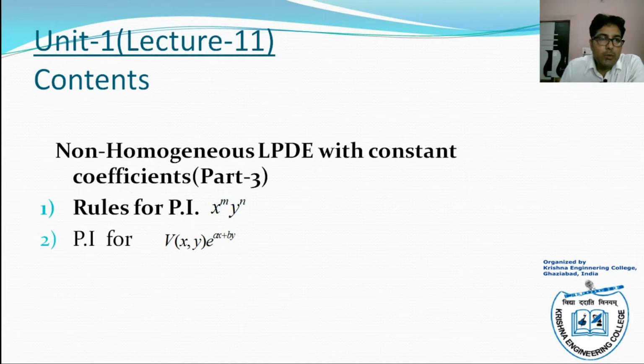This lecture is based on the non-homogeneous linear partial differential equation with constant coefficients. In this lecture, we will learn about the rules of PI for the form x to the power m into y to the power n, where m and n are positive integers. Clear? And after that, find the rule of PI for the function of the form V(x,y) into e to the power ax plus by.